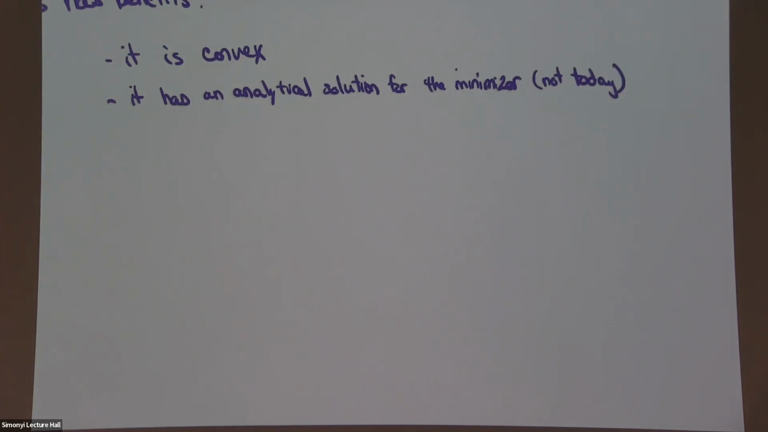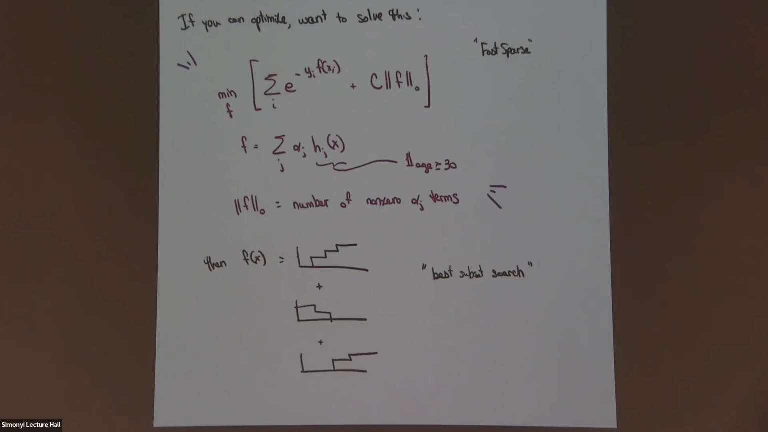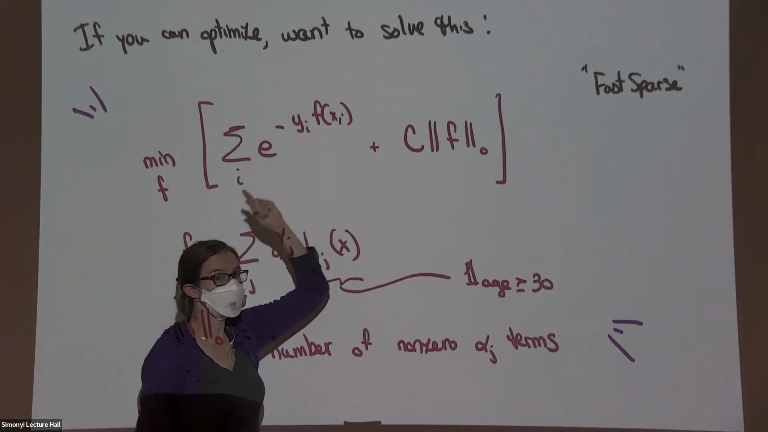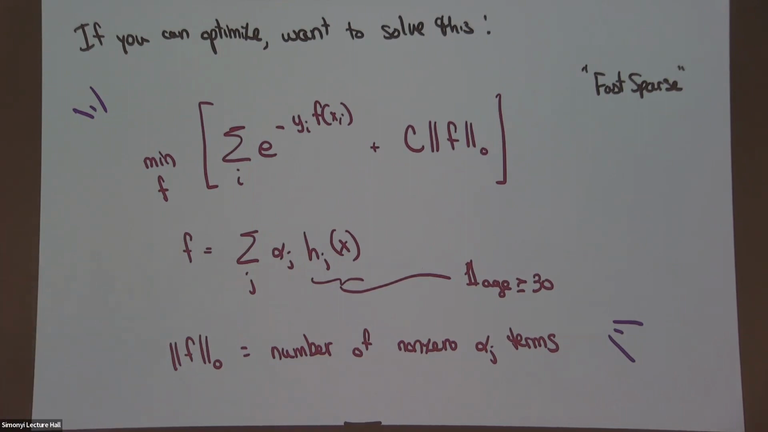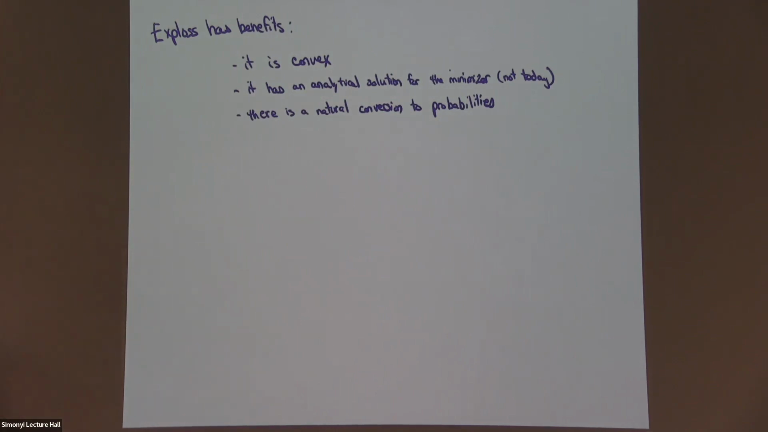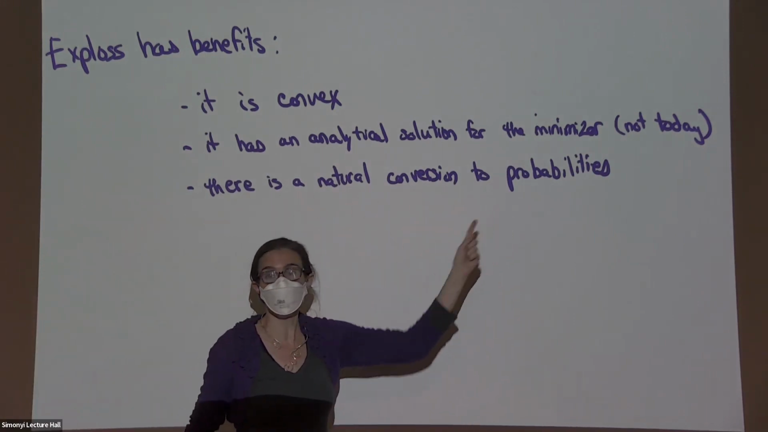Okay. And then another thing about the exponential loss is that there is a natural conversion to probabilities. So when you have a function that minimizes the exponential loss, then you can convert it to the probability that y equals 1 given x. And there's a formula to do that. And so I've now previewed exactly what I'm going to do next time. I'm going to prove to you that the exponential loss is convex and that there is a natural conversion to probabilities, and I'm going to derive that formula for you next time.